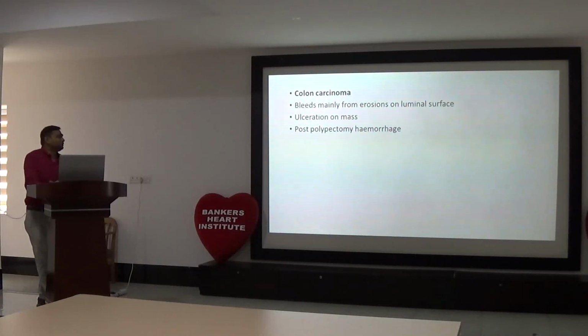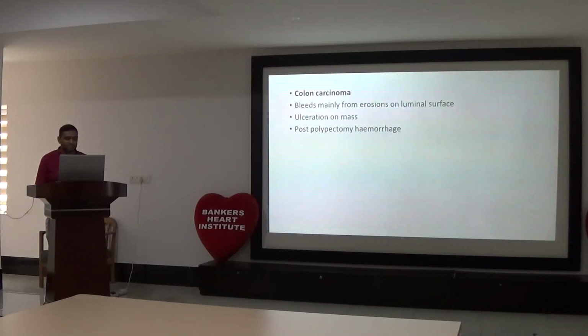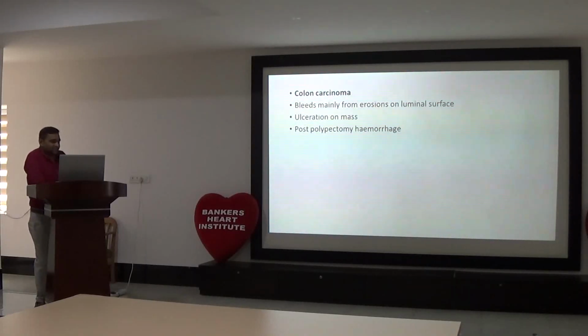Another is colon carcinoma. When there is erosion or ulceration on the mass, it will lead to bleeding. Sometimes there are polyps, and colonoscopic polypectomy was done, everything was great. But after the procedure, there is also a chance of hemorrhage from the post-polypectomy site because of the feeding pressure.